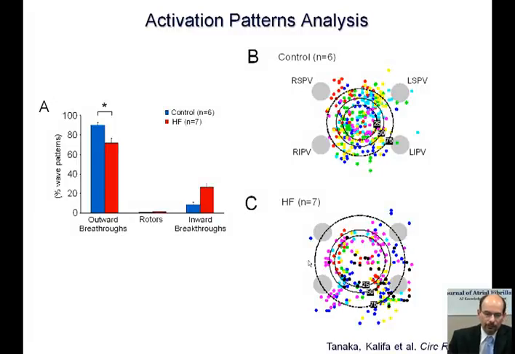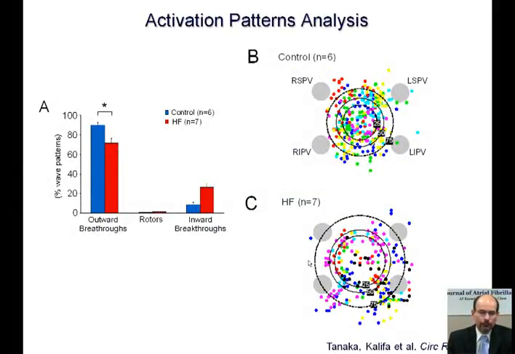This is beautifully demonstrated in these diagrams. Each point corresponds to a site of breakthrough, and each different color corresponds to a different experiment. They were all placed in that diagram of the posterior wall with 4 pulmonary veins. But we see that in control, the sites of breakthrough tend to be centered in the posterior left atrium, while in failing heart, those breakthrough sites seem to be dispersed towards the periphery of the posterior left atrium.